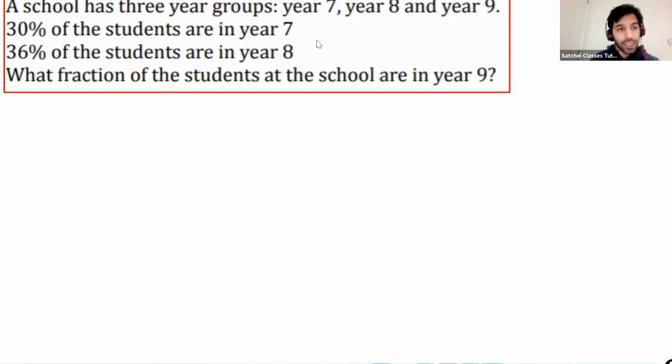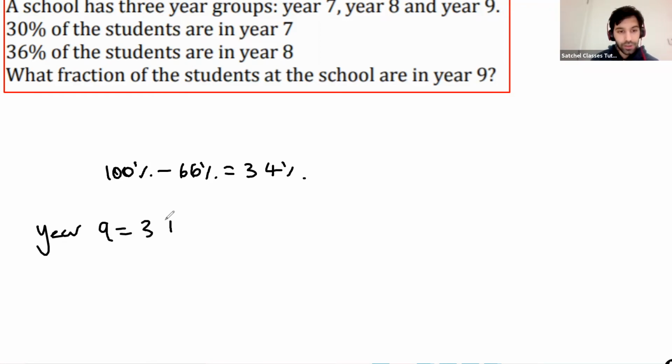Well, as a percentage, we know in total there are 66% of students in year 7 and 8, so the remainder are going to be in year 9. So 100%, the total number of students, minus 66%, is going to leave us with 34%. So there are 34% of the students who are in year 9. So year 9 is equal to 34%.